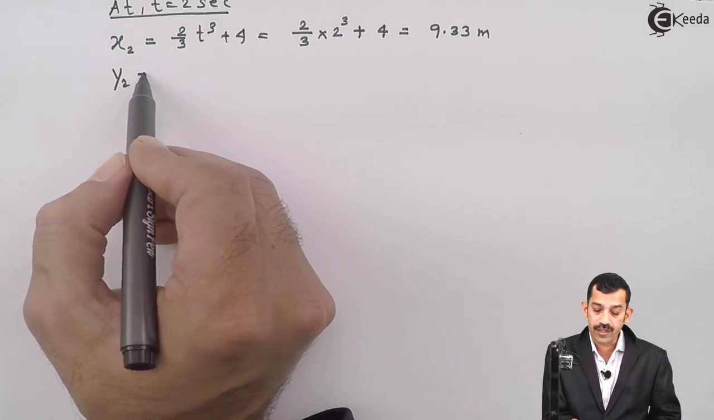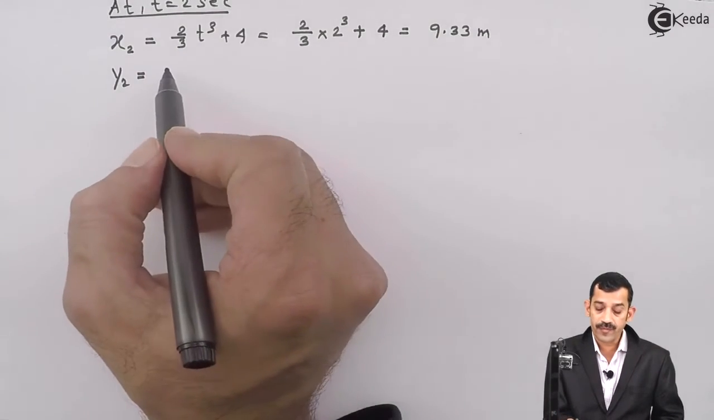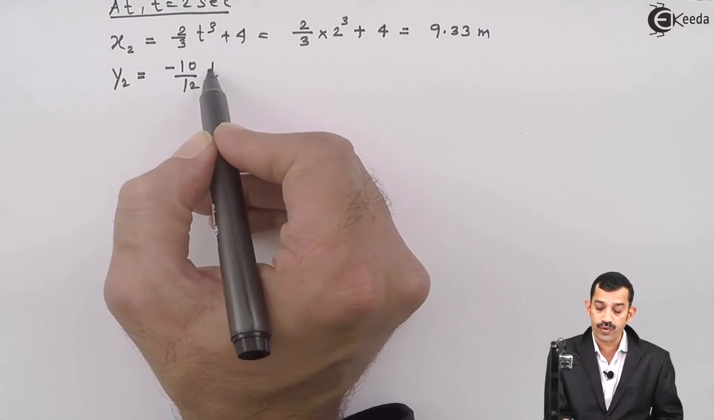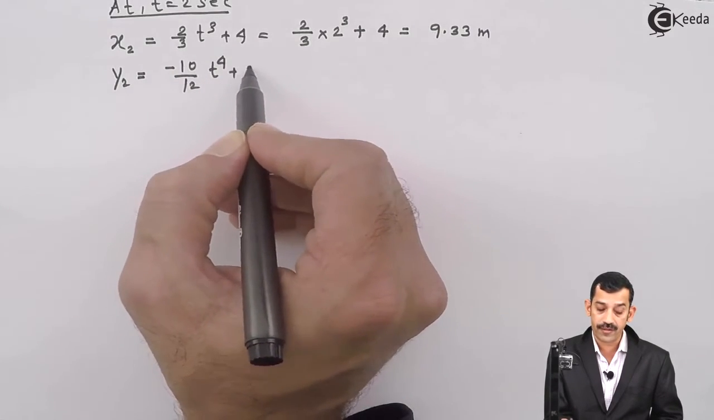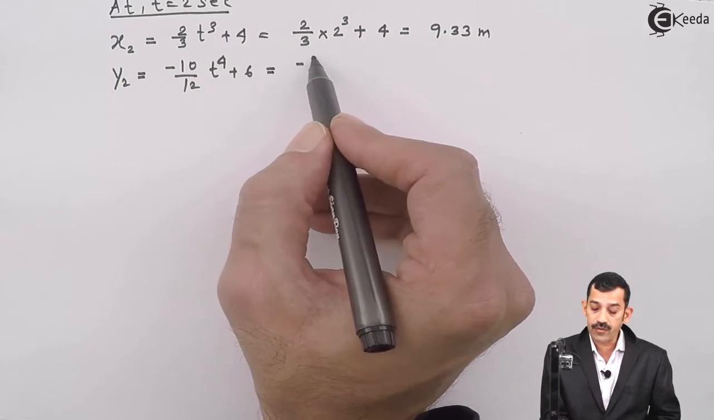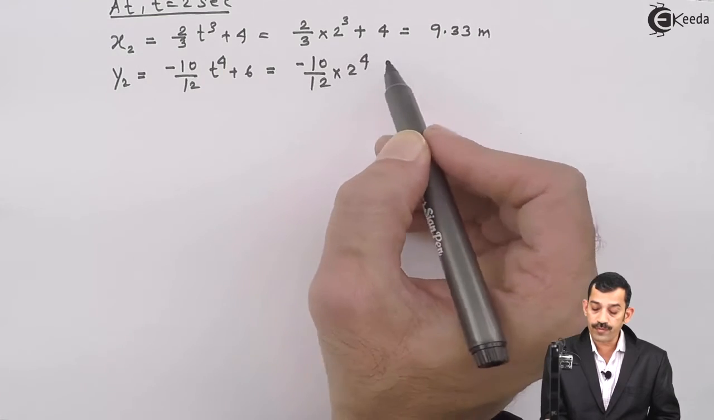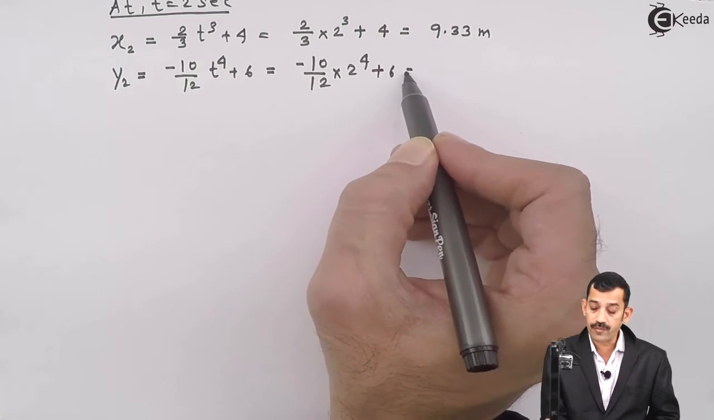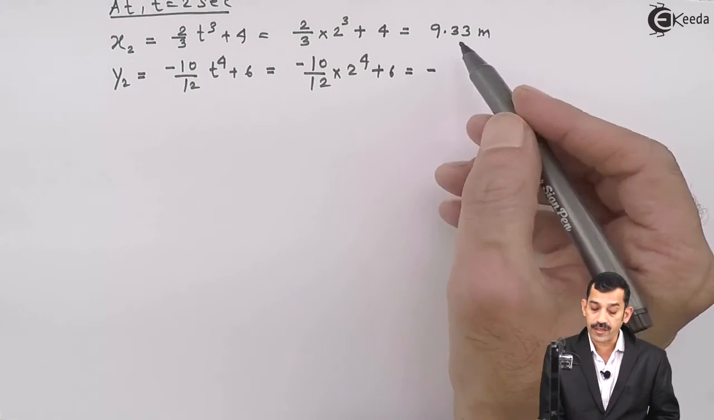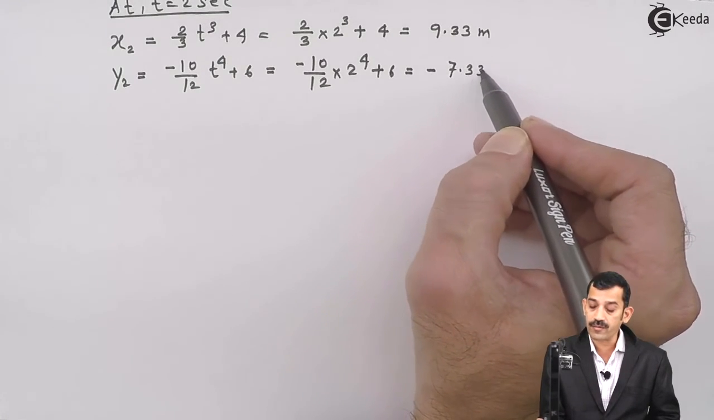Once we get this value 9.33, the y value we will also get by substituting t equal to 2 seconds. This is minus 10 upon 12 t raised to 4 plus 6. Now here, t equal to 2 seconds, if we substitute, it is 2 raised to 4 plus 6. This one is negative, therefore the answer comes out to be minus 7.33 meters.